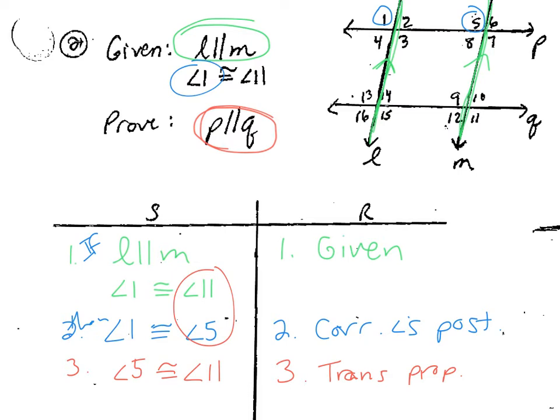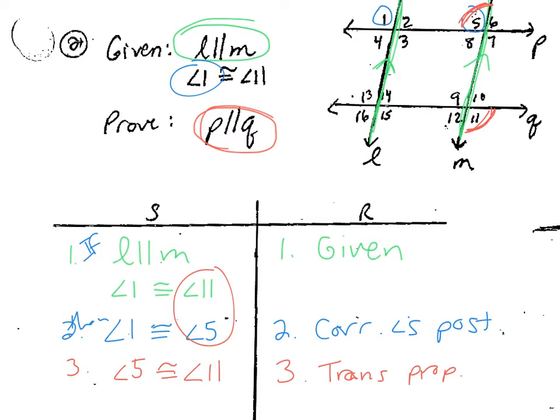Now, I still don't know if I'm getting to my proof, but so far I have a completely logical proof in what I've said so far. So 5 and 11, I'm now going to look at 5 and 11. So let's find them. 5's there and 11 is there. And I'm going to observe, well, those are alternate exterior angles. I know alternate exterior angles are congruent.